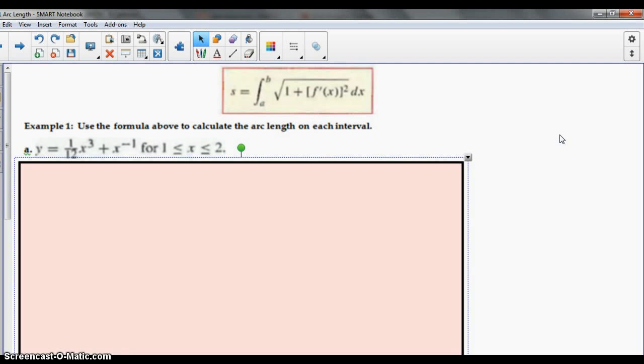I'm going to walk you through a few examples where we'll apply the formula. First, we're going to take a look at y equals 1/12 x cubed plus x to the negative first on the interval from 1 to 2. In order to give you an idea of what exactly it is that we're finding the arc length of, I'm going to pull up an applet that will show you exactly what the region looks like.